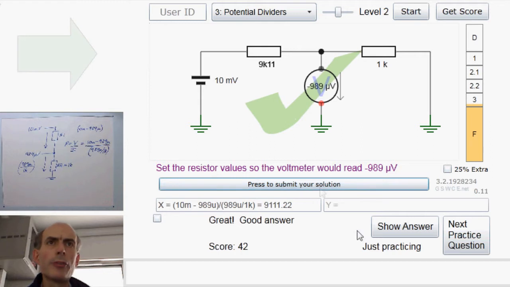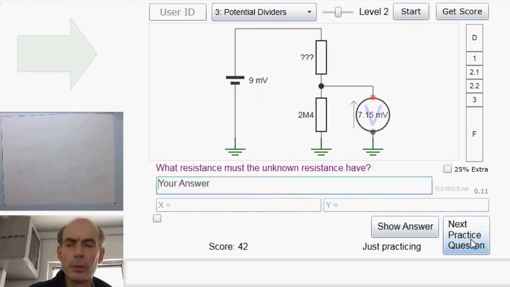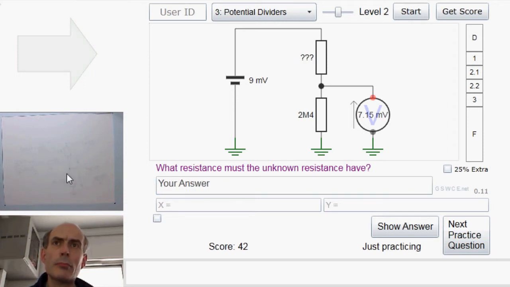Great. Let's try another one. This is very similar to the one we've just done. It's just telling us that this resistor has got to be 2 meg 4. What is the value of that resistor? Well, we could do that a slightly different way. We could note that because it's the same current flowing through these two resistors, the ratio of the voltage drops must be the same as the ratio of the two resistors.